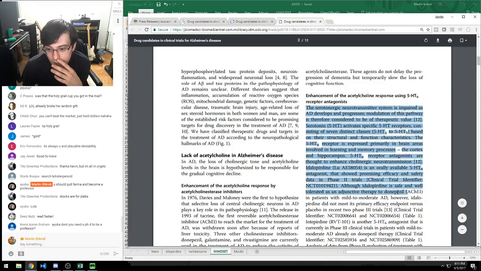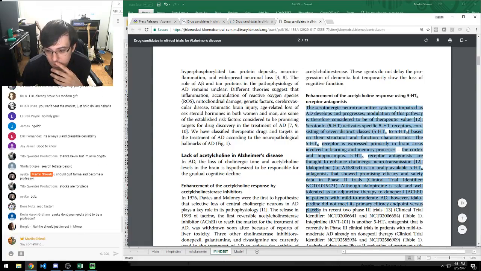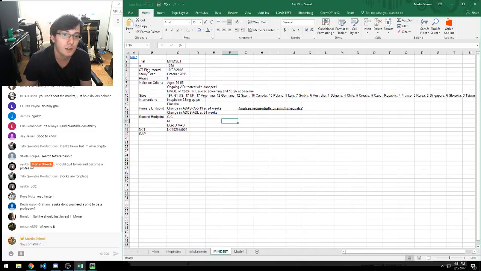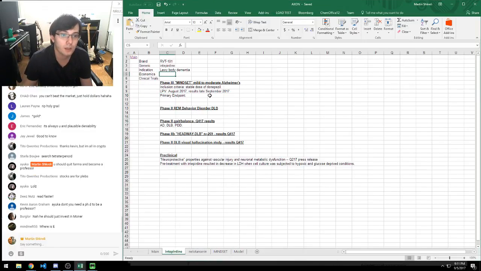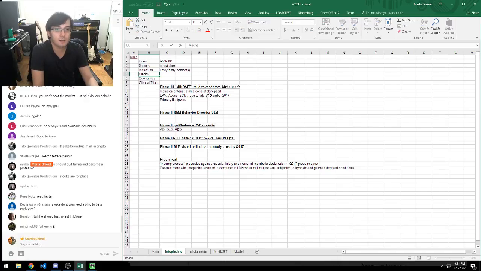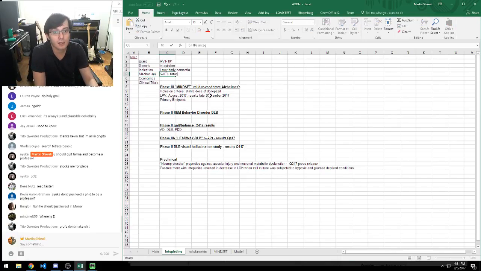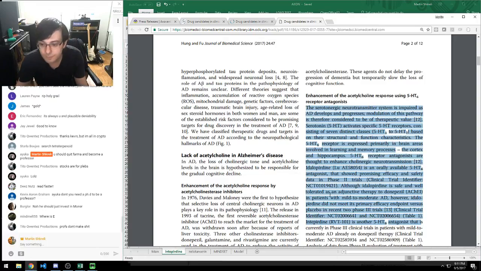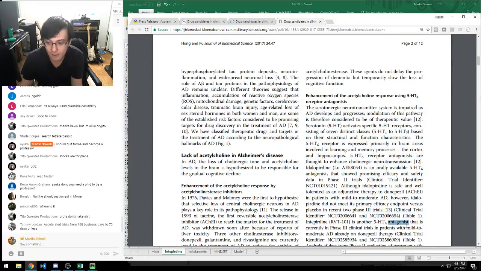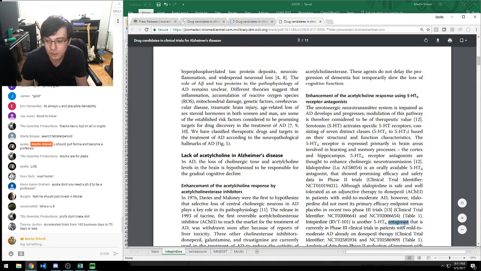Although iloperidine is safe and well tolerated, however, it did not meet its primary efficacy endpoint versus placebo in 2 recent phase 3 trials. Etepridine is another 5-HT6 antagonist, so now we know what the mechanism is. So when we go to etepridine, we can write mechanism: 5-HT6 antagonist. Great.